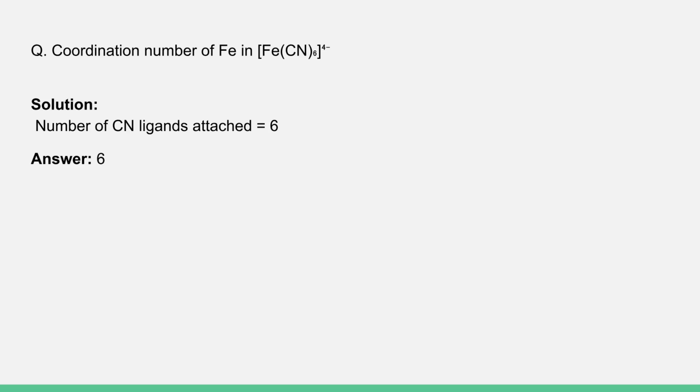Question: what is the coordination number of Fe in [Fe(CN)6]4-? Solution: the coordination number is the number of CN ligands attached to the central metal atom, which is 6.